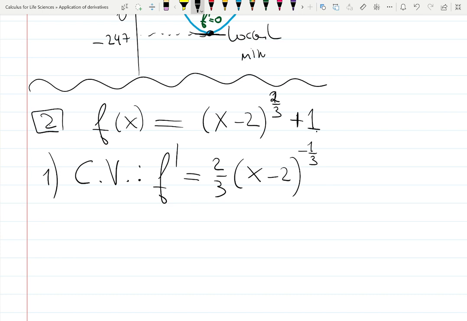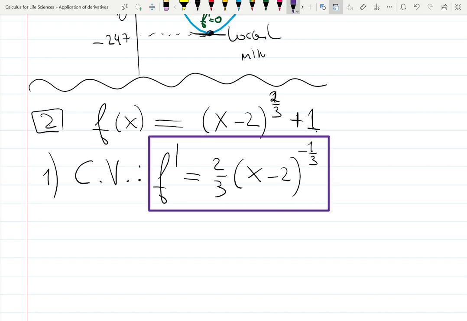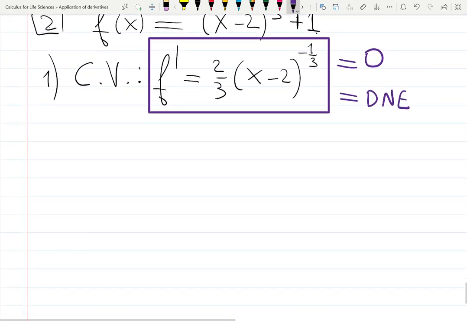Plus 1 derivative is just 0. All agree? That's the derivative of the function. Put it in the box. Remember, we need it. Okay, so we got this. This should be checked for zeros and singular points, which are DNE's. Doesn't really look nice. I don't understand how to solve this.